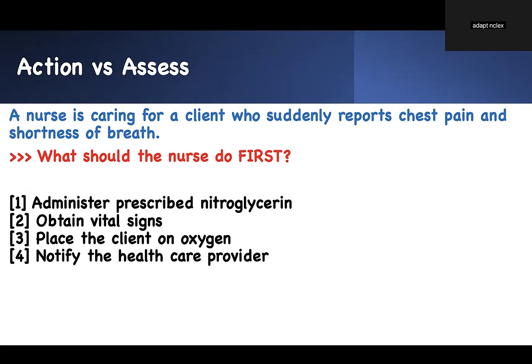A nurse is caring for a client who suddenly reports chest pain and shortness of breath, acute change in condition. This patient is dying. All of a sudden, unexpected finding happened. The chest, that's your heart, and your lung is in trouble. Both of them are in trouble. That means I got to act fast. Give the patient nitro, check the patient vitals, place the patient on oxygen, and call the provider.